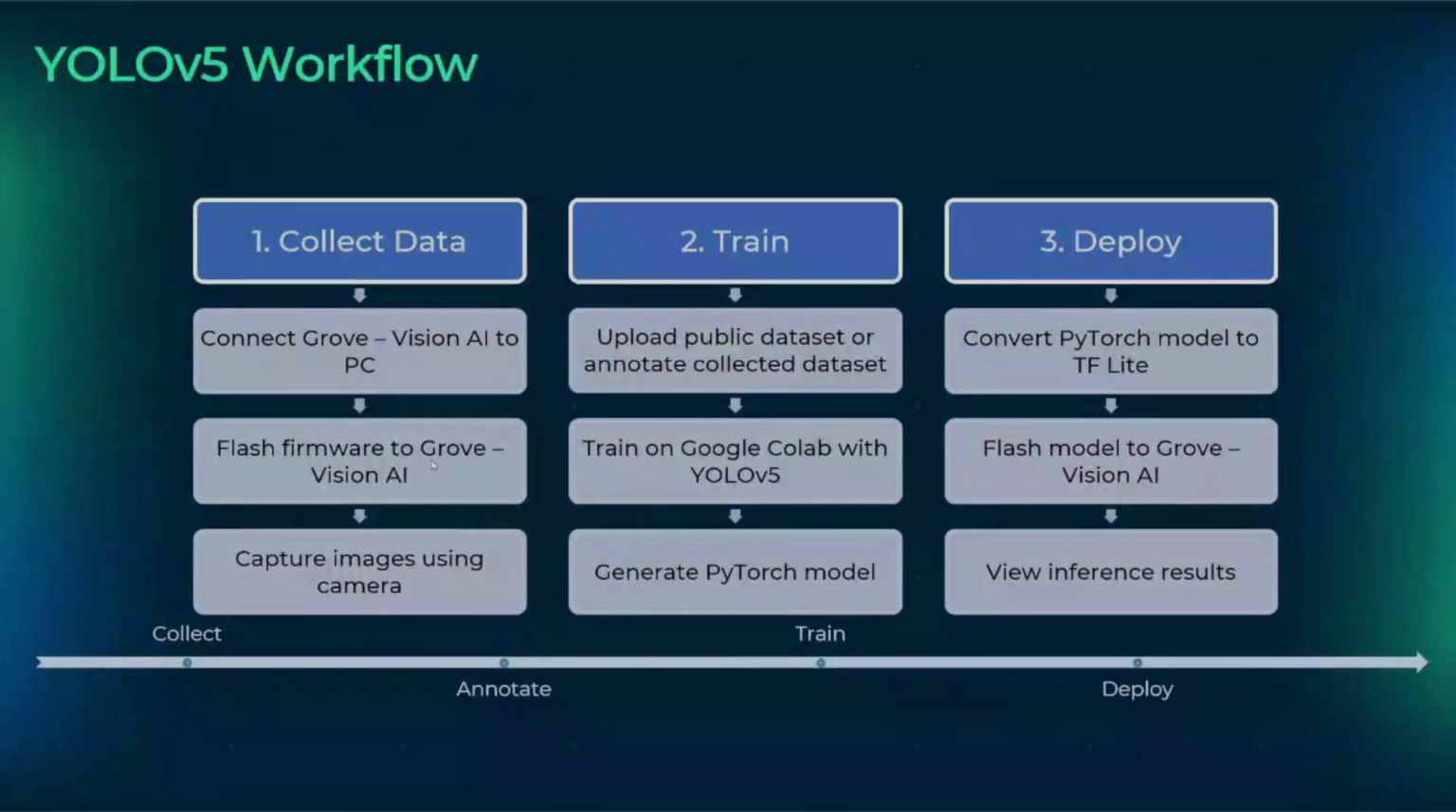Then we can train a model using the data set, label it, and train it on Google Colab with YOLO v5, generate a PyTorch model, and then convert that model into a TensorFlow Lite model, flash that model, and then we have the inference results. This is the basic workflow for the YOLO v5 training process.